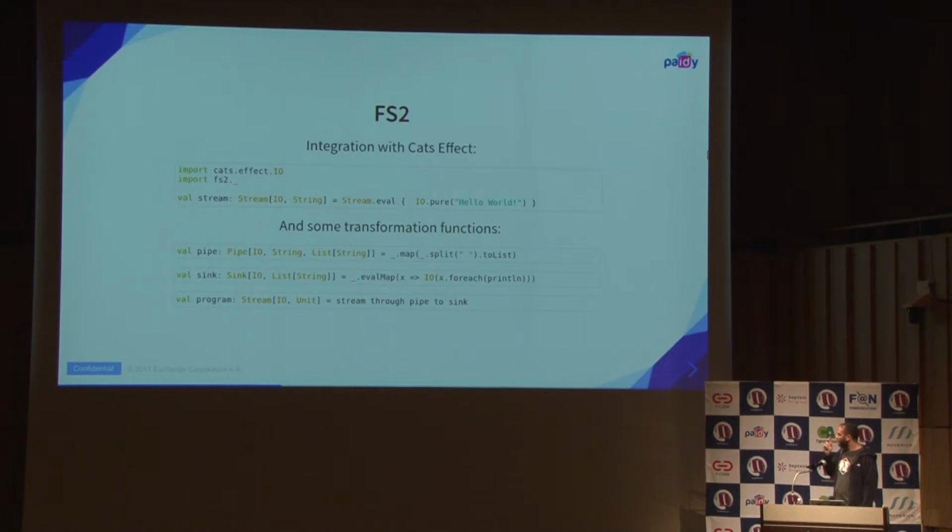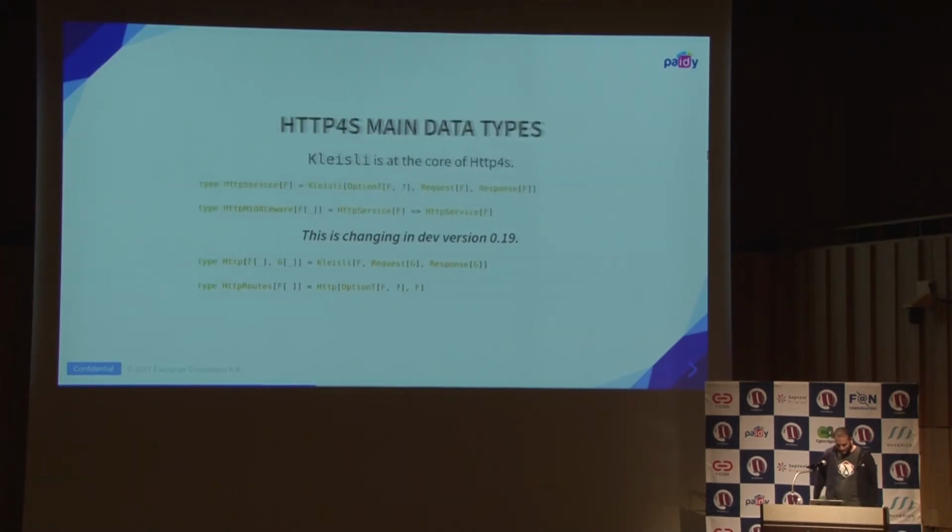And what we're using here is actually the FS2 DSL, like this through and to. It's giving a source of stream, passing it through the pipe, and giving it to the sink. It's actually self-descriptive, I guess. And this gives you back a stream of IO Unit, right? All right. I know that this is probably too much for people that are not familiar with this, but unfortunately, we have only 40 minutes, and actually the main topic is http4s, so let's jump in.